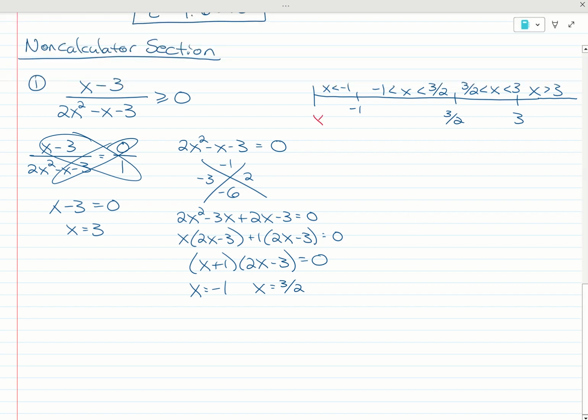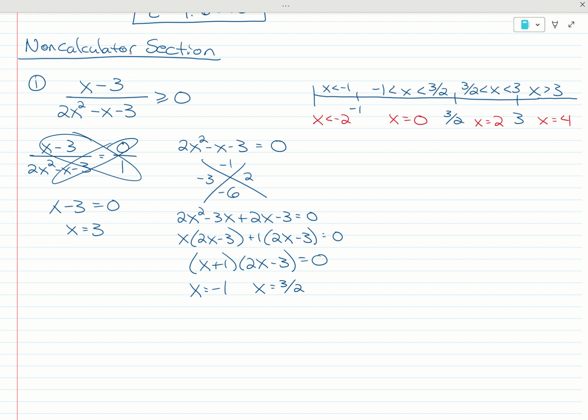So numbers less than -1, I'm going to pick -2. Between -1 and 3/2, I'm going to use 0. Between 3/2 and 3, I'm going to pick 2. And bigger than 3, I'll pick 4. And what we're going to do is plug those into our inequality.